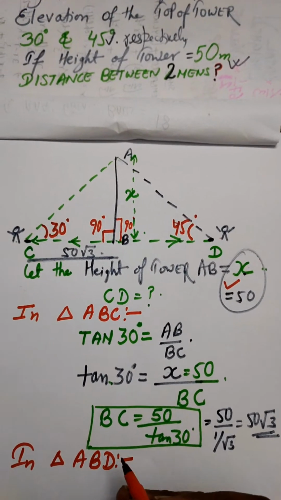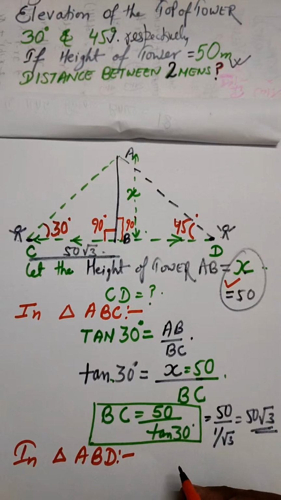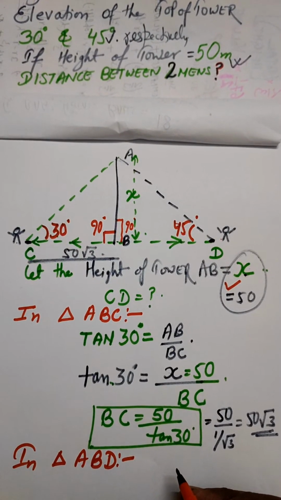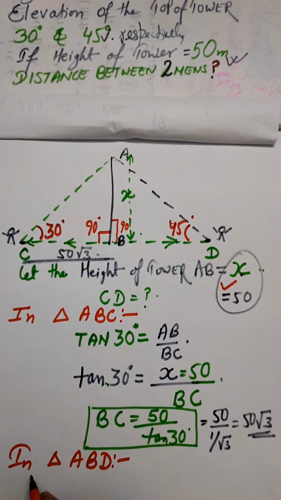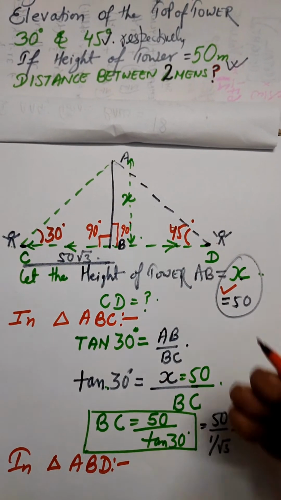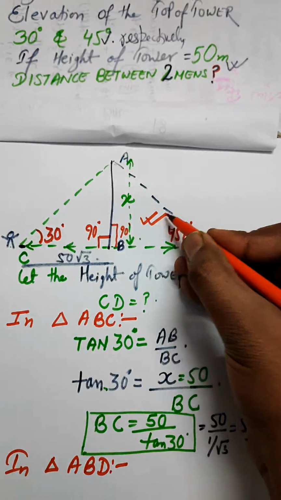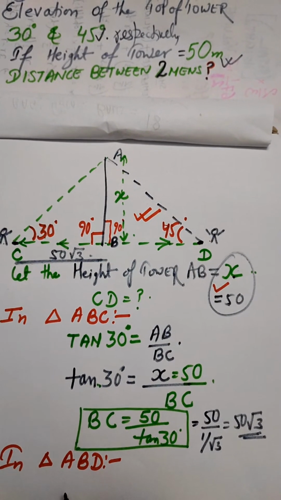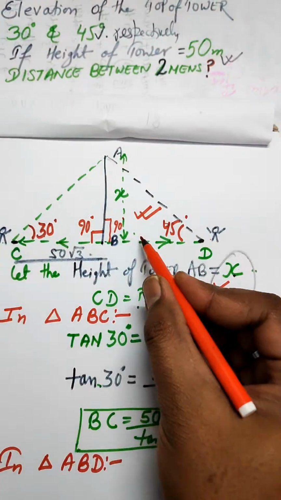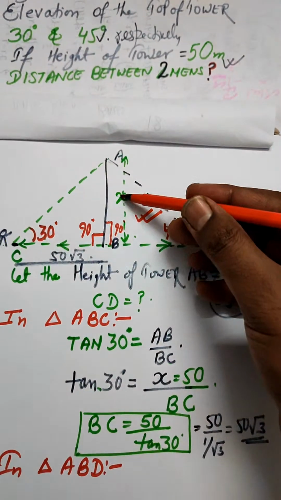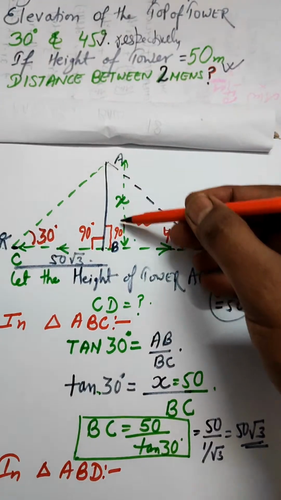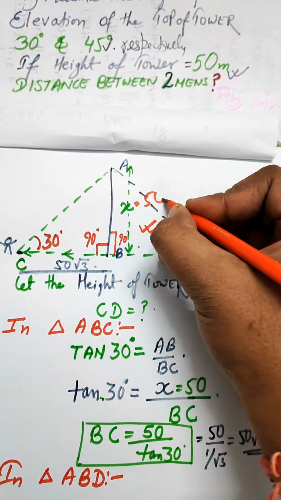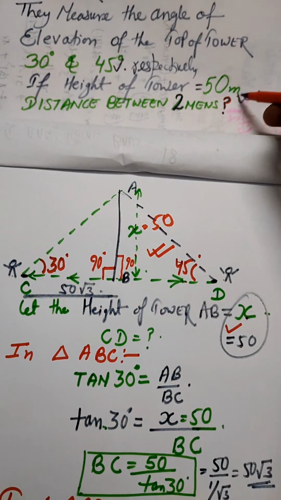So now let us solve this question. Hope I am able to resolve your query. Perfectly fine, thank you. So in triangle ABD, we are now considering the second triangle. This is also a right angle triangle. We will bring out the relation between AB and BD, and we know that x equals 50 as given in this question.